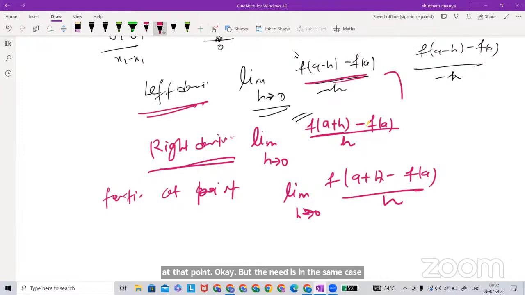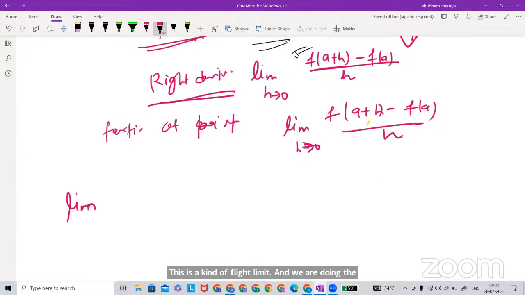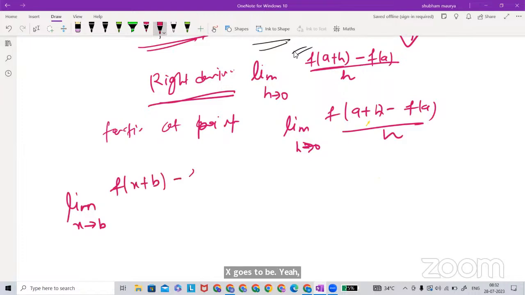But what is needed is, in the same case, the left and right limit. This is a kind of left limit, and this is a kind of right limit, and we are doing the same. The derivative definition is exactly the limit definition: limit as x goes to b of f of x plus b minus f of b.